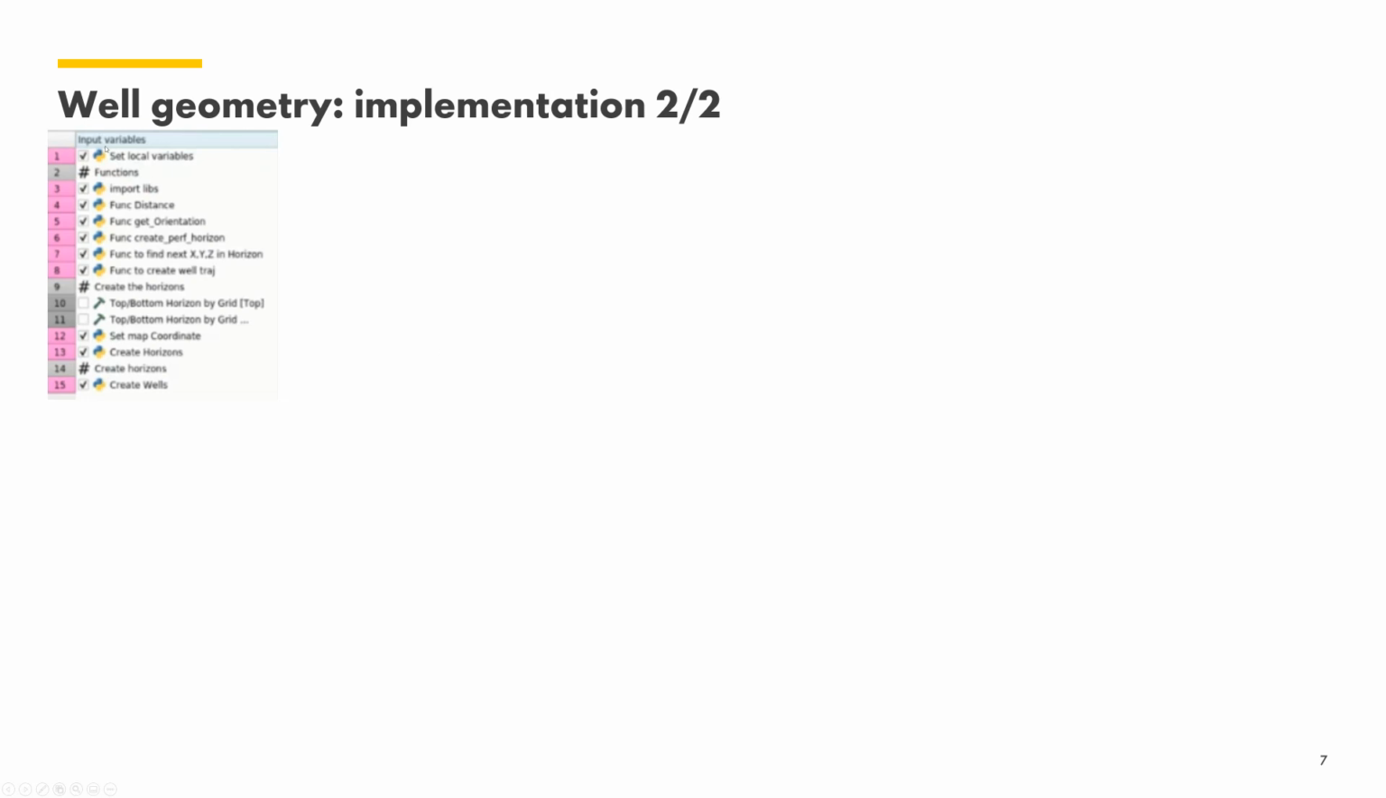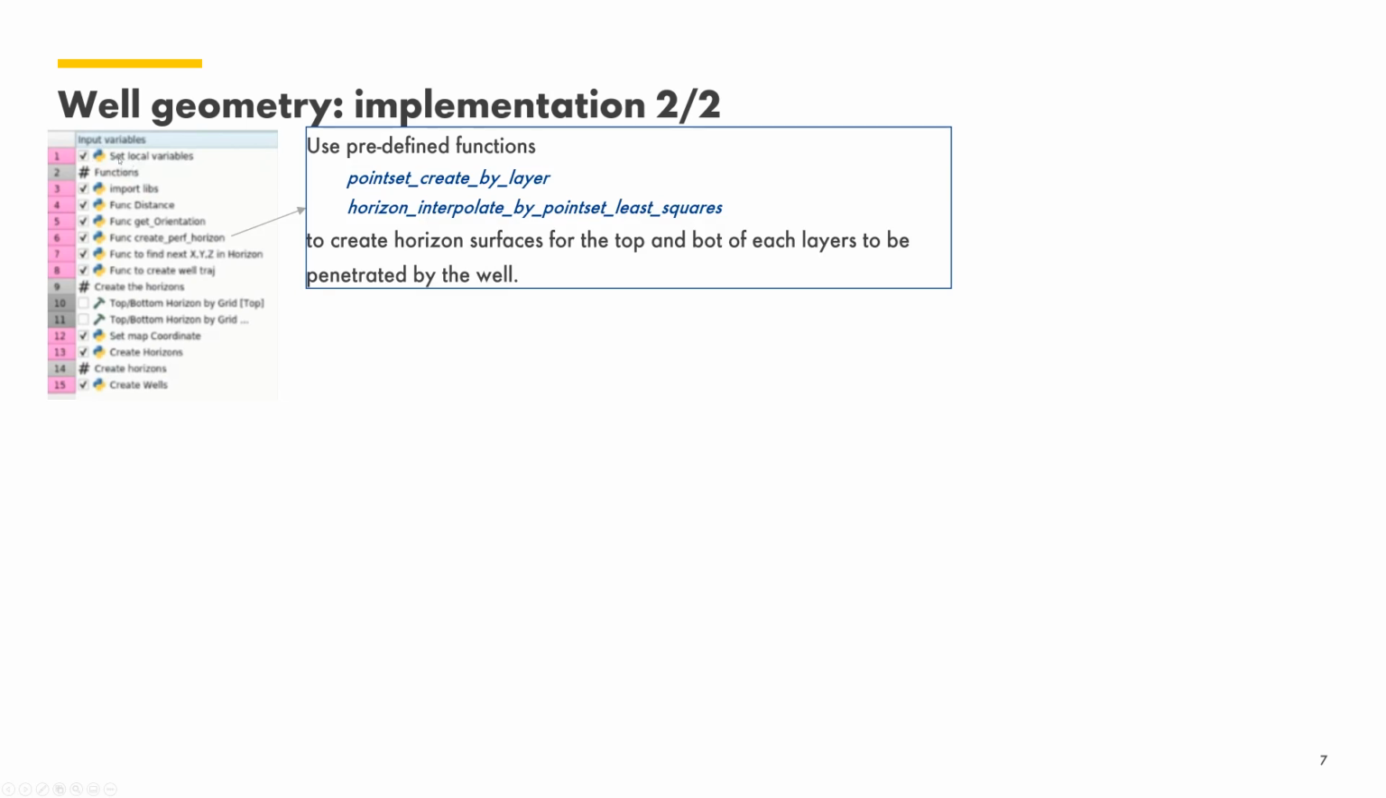So let's go into more detail for the actual workflow. We saw that the first block was the input variable, and then you have different blocks which have the logo of Python, which are basically user code that contains some Python. So I set up some local variables, import the libraries, and then define a bunch of functions which will be executed later. This specific function that I'm highlighting here is to create a horizon surface for each of the layers that will be perforated.